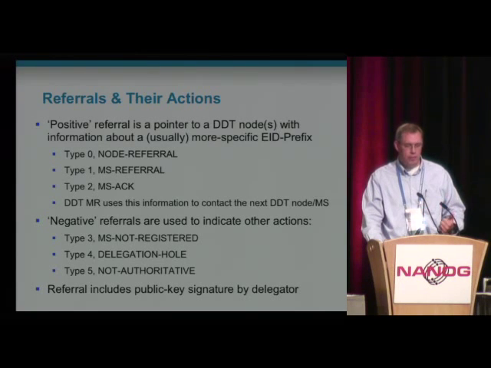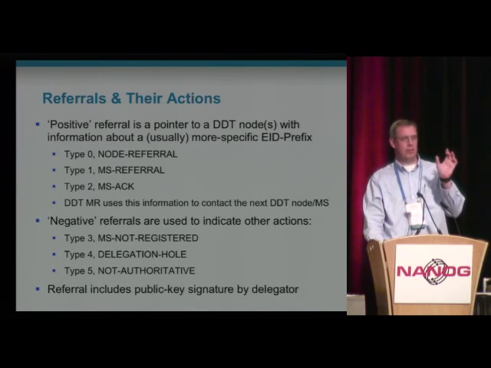So positive referrals, like I said, they're pointers to DDT nodes. It can be a node referral, which means go get the next more specific prefix from this node. It could be a referral to a map server, which says go get your final EID, the RLOC for this EID, from the map server, and it would say that it's answering with the final EID in that type 2. So the negatives are if you have a map server that has a list of prefixes for which no ETRs are registered, you get a type 3 message.